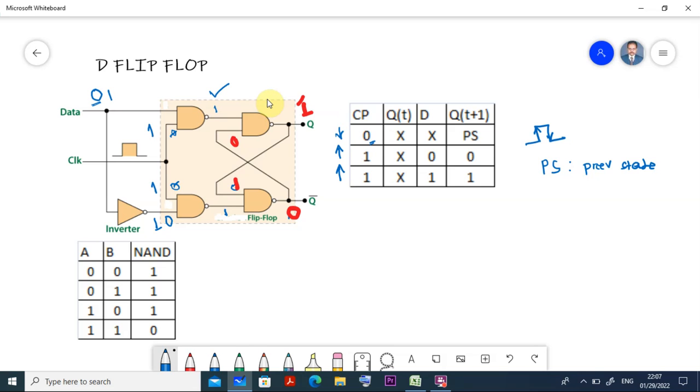Let us see. Now when clock pulse is equal to 1, and suppose d is equal to 0. Suppose I put d is equal to 0. When d is equal to 0 here, I am putting this one again. Suppose d is equal to 0, then here it becomes 1, right? When it is 0 here, by default the output will be 0 and the inverse of 0 is equal to 1. This is 1, it's okay.